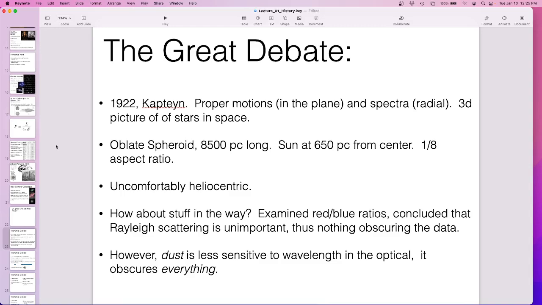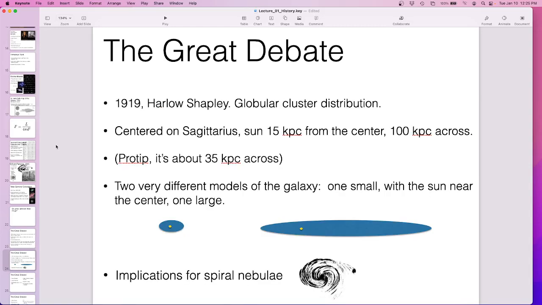That's not right. This puts us right in the middle, which we already had problems with Kepler putting us right in the middle and upsetting the church. So this is uncomfortably heliocentric. See, he didn't understand the dust. He said it was Rayleigh scattering and wasn't important, so he got the dust wrong. But dust is actually super important, so that's a problem. So Kapteyn was one side.